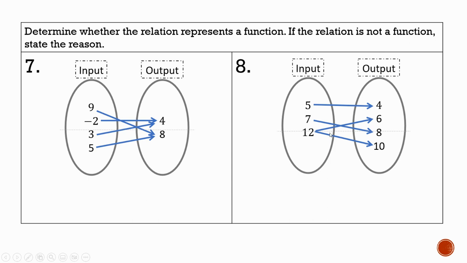And over here with number 8, 5 is paired with 4, 7 is paired with 8, and 12 is paired with both 6 and 10. So this input of 12 has more than one output. So that is not a function.